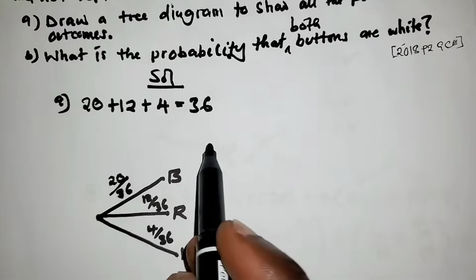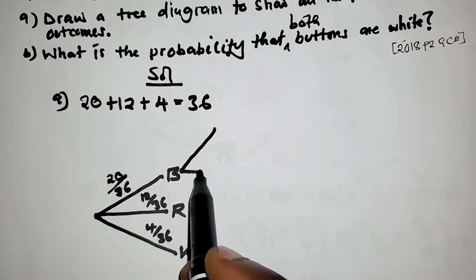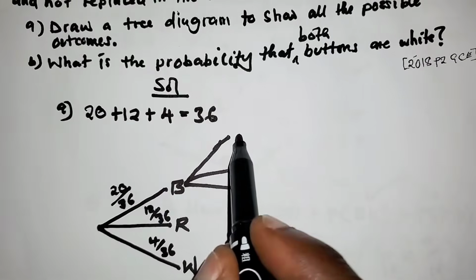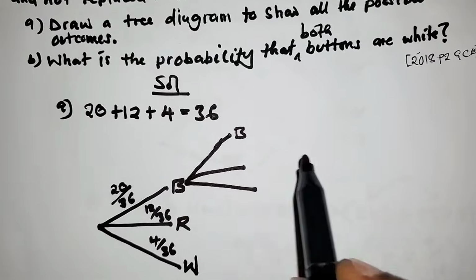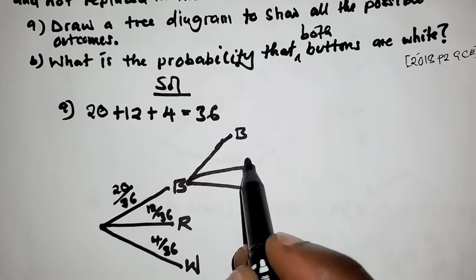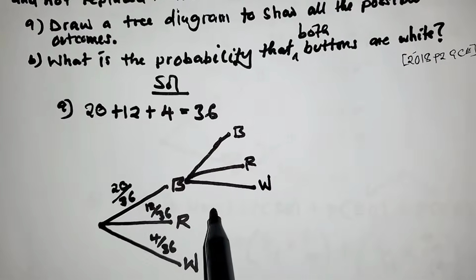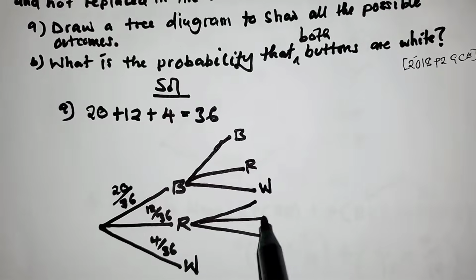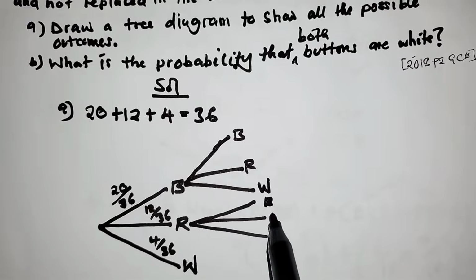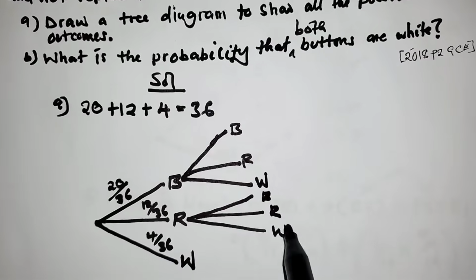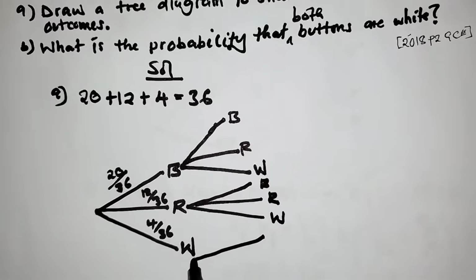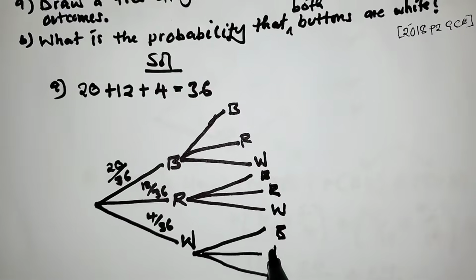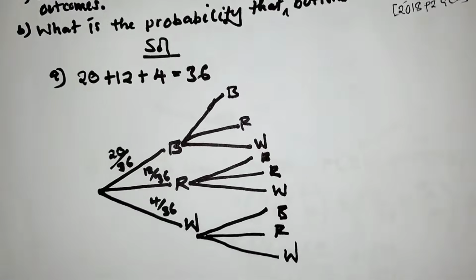The second part of our tree diagram is this. We're going to have black, red, white. Even here we're going to have another branch, so we're going to say black, red, white. Even here we're going to do the same: black, red, white.